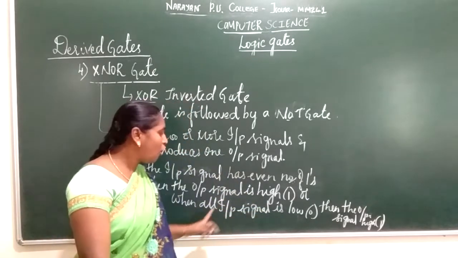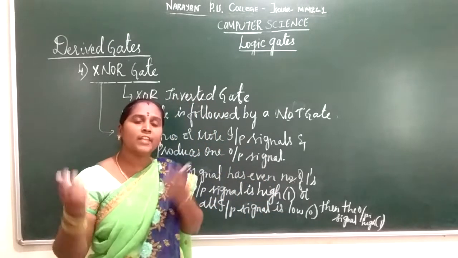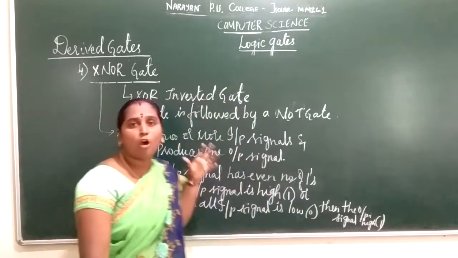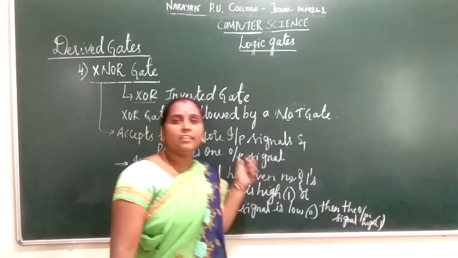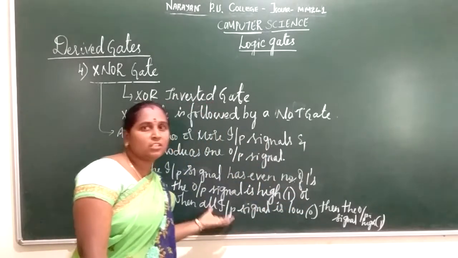And even when all the input signals are low, the output is going to be produced as 1. Only when an odd number of ones is available is the output signal low. So that is the condition criteria used in your XNOR gate.